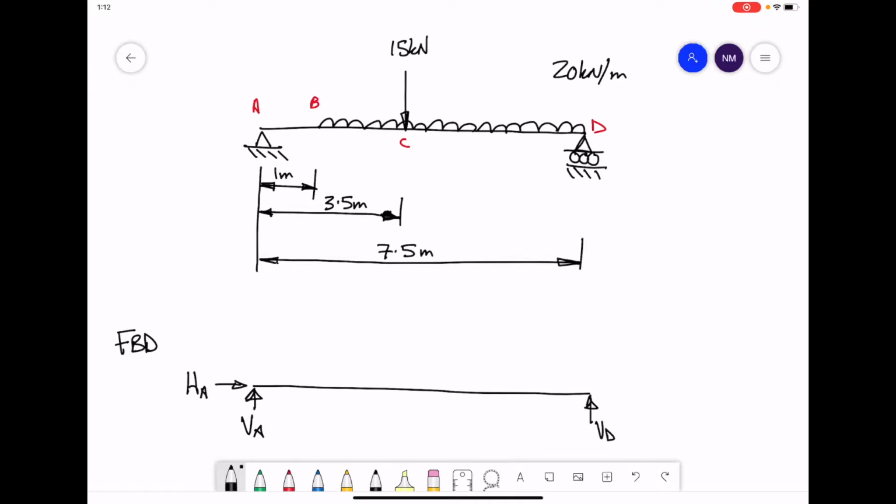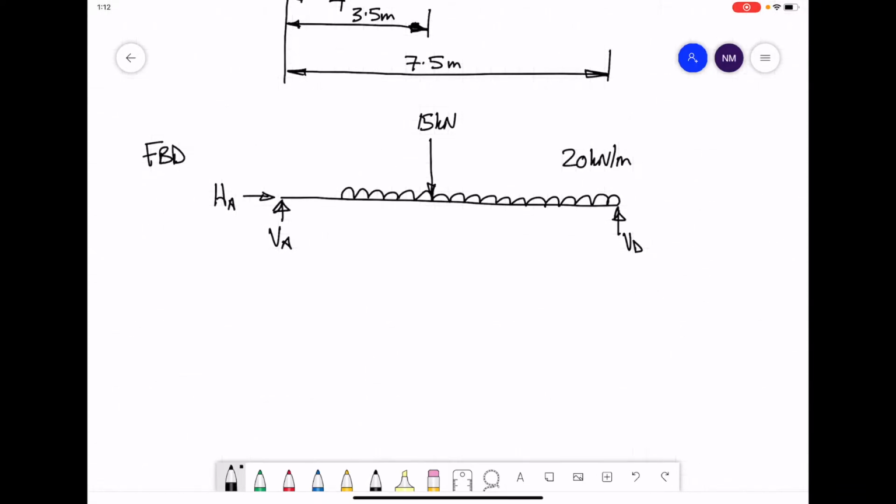Draw in the UDL. That's 20 kilonewtons per metre, and we can draw in the point load as well, which is 15 kilonewtons.